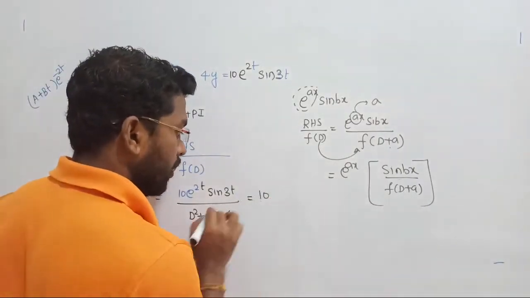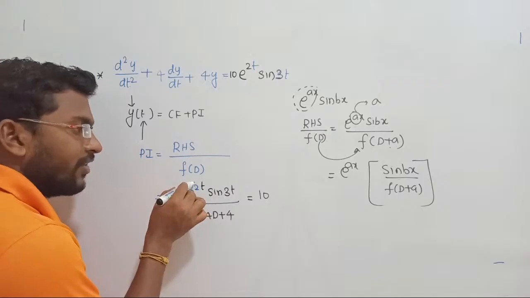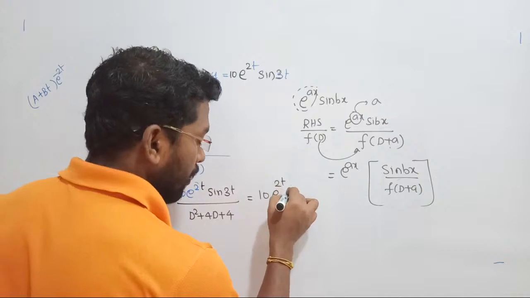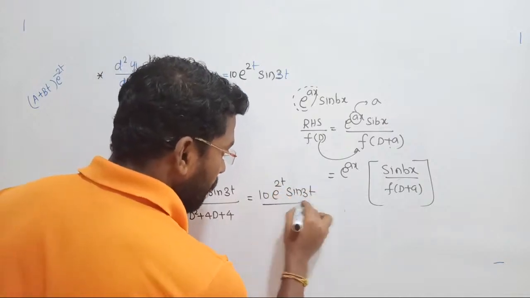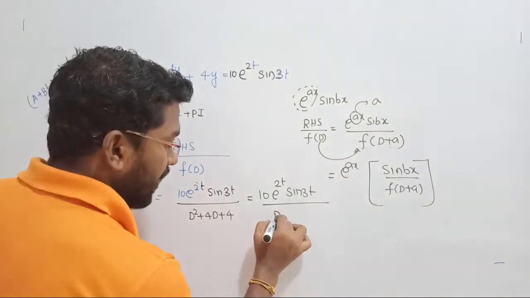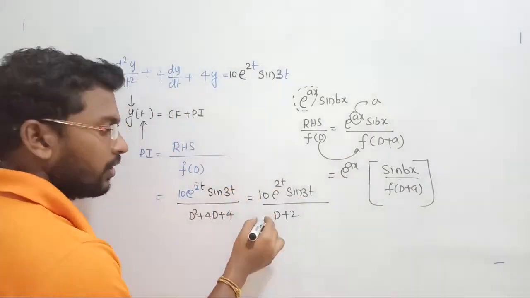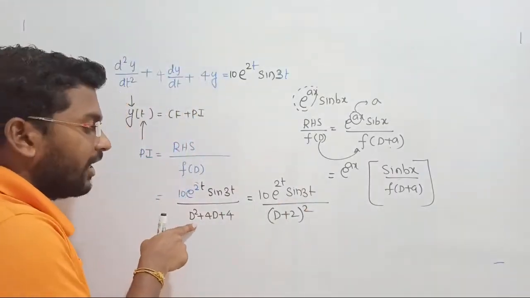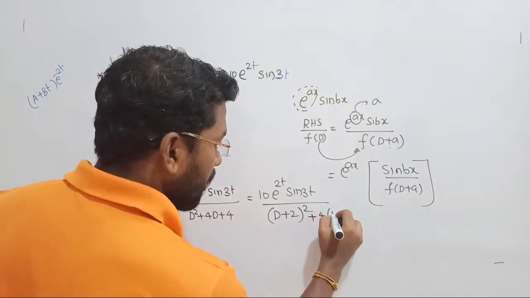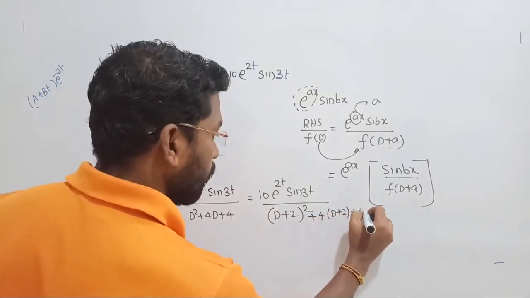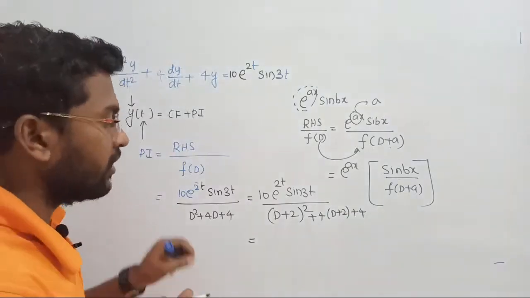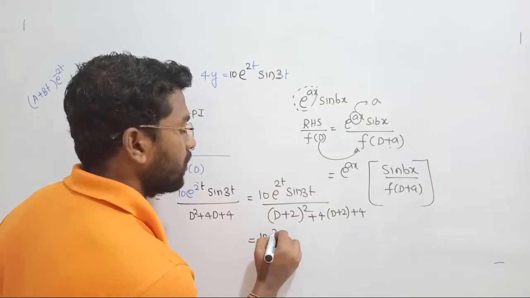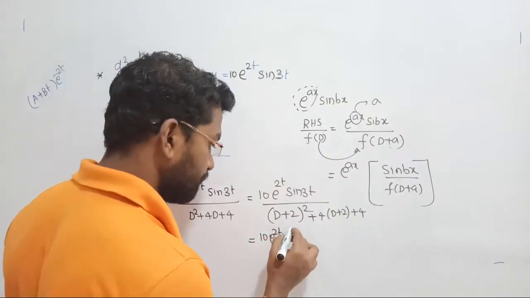So what should we do? 10 into, now look here, instead of having a, I have 2. So it can be written as 10 into e power 2t into sin 3t upon, D will be replaced by D plus 2, because I have plus 2. Wherever D is there, everywhere it will be D plus 2, so D square becomes D plus 2 whole square, plus 4 into D replaced by D plus 2, plus 4. That's all. Next step, the work of this e power 2t is done, take it outside. His work is finished. 10 is a constant, so we have no problem.